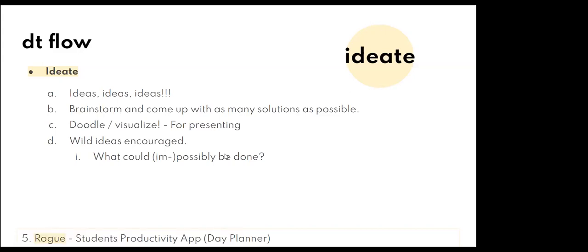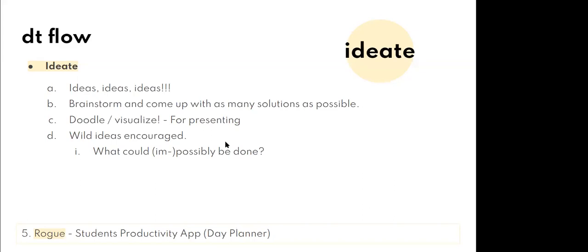And the question we're asking here is, what could possibly or even impossibly be done? And so if it's a flying car, have that as an idea. If it's something that doesn't exist yet, put it onto paper.